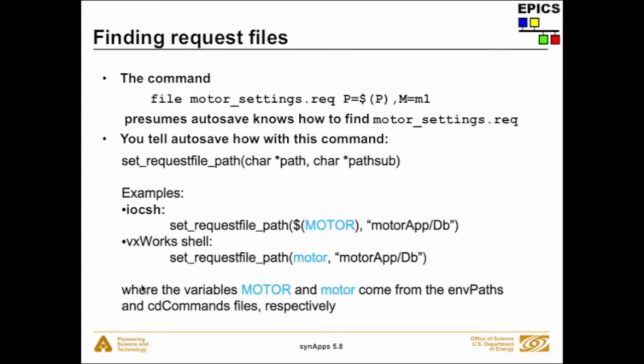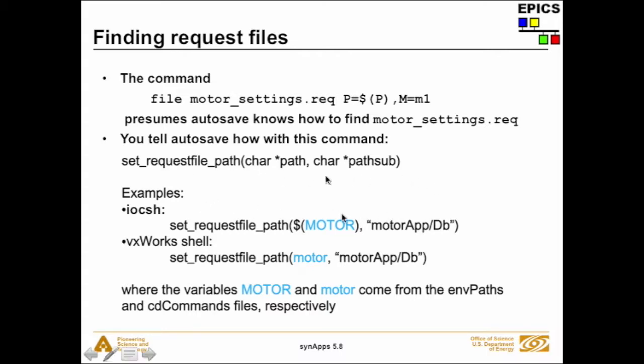So this command, file motor settings.rec, presumes Autosave knows where that file might be found, and you have to specify a list of paths. And typically it's one path for every module. There's the calc module has its path, and the motors and the optics and all that.